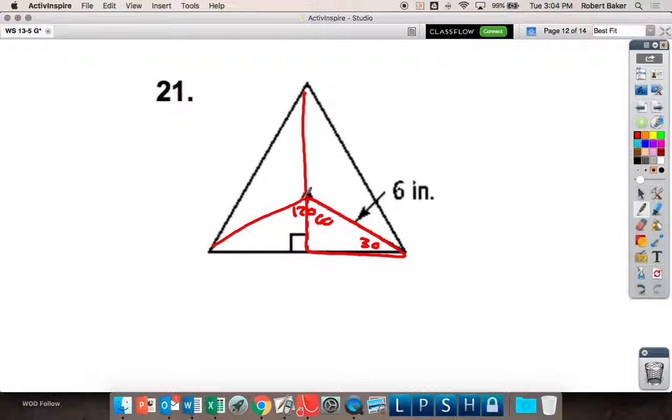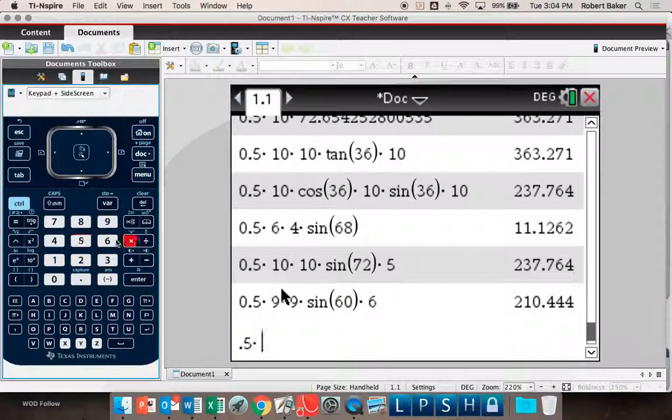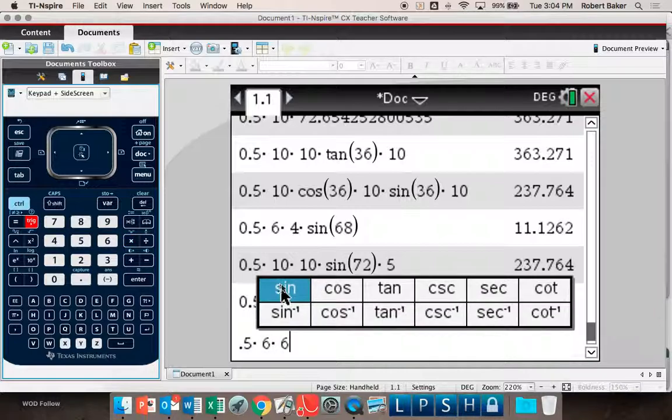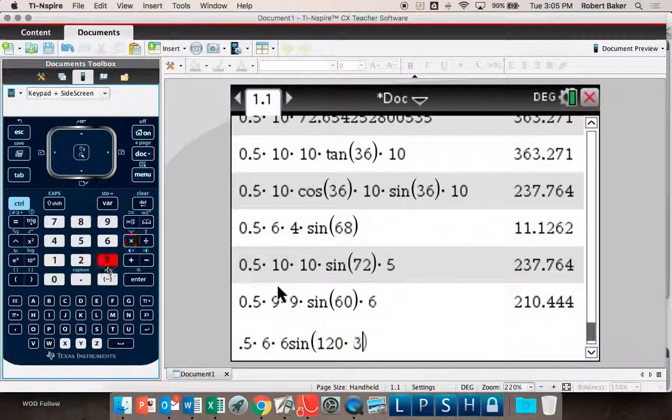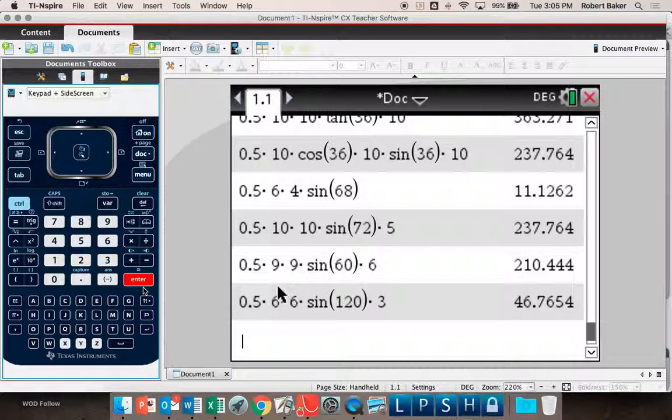1/2 base times height. That's probably the most complex way to do this problem, well, if we had the height. 1/2 times 6 times 6 times sine of 120. How many of those triangles are in there? 3. So that way we work 46.7.